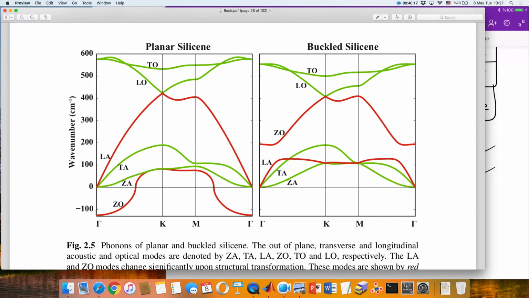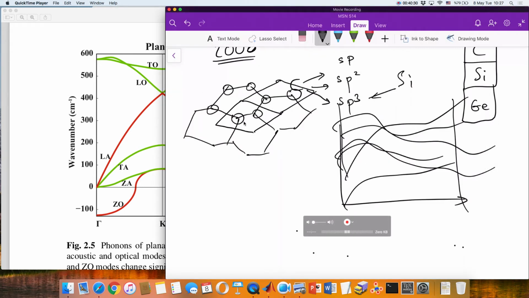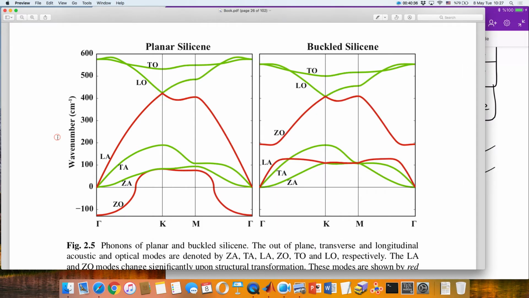And this one, the optical out of plane mode, is negative. But if you allow the system to go that way, if you allow one atom to go up and another one to go down, then you will get a stable structure. You get a stable structure. Okay? This was it.